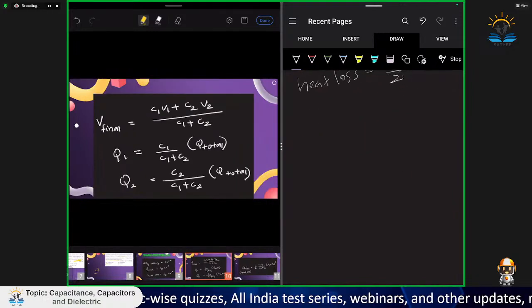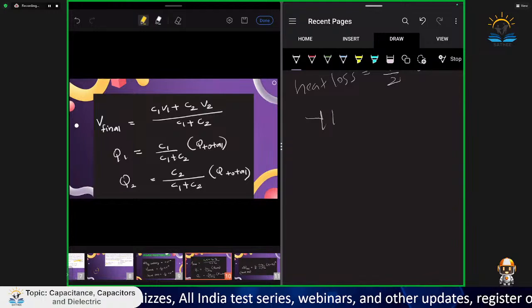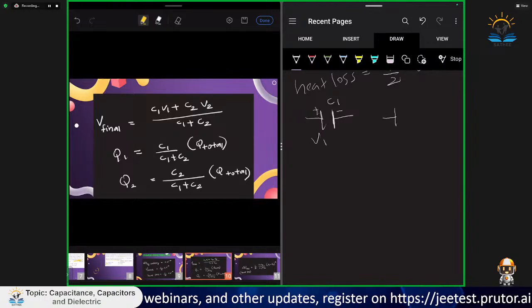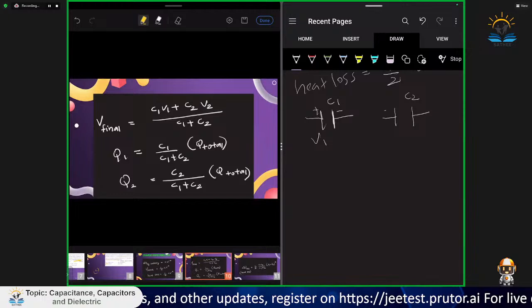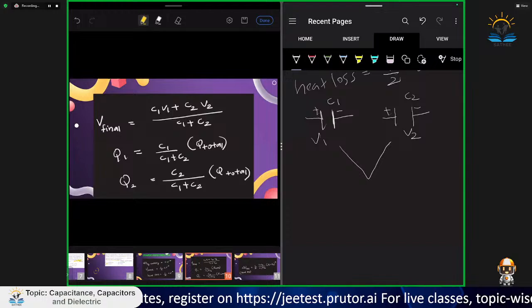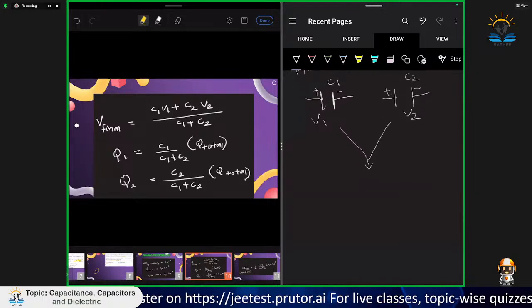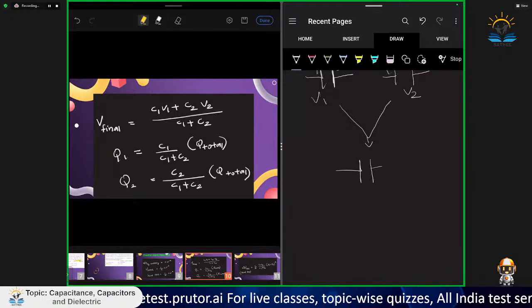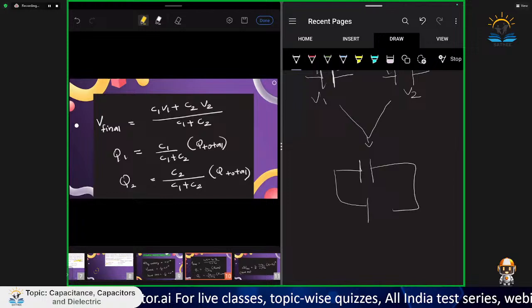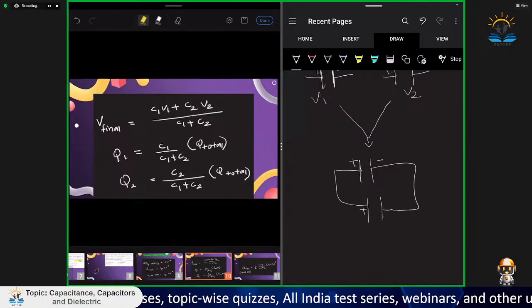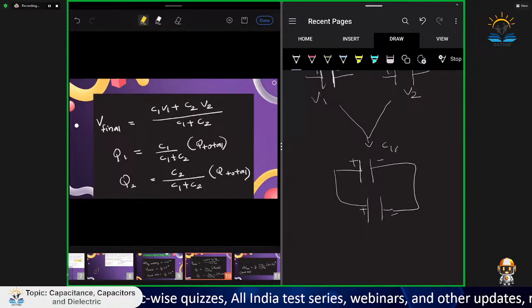Next, see. I have a capacitor having capacitance C1 with voltage V1, and another capacitor C2 with voltage V2. I connected them in parallel. So this is the final picture I have, connected plus to plus, minus to minus.